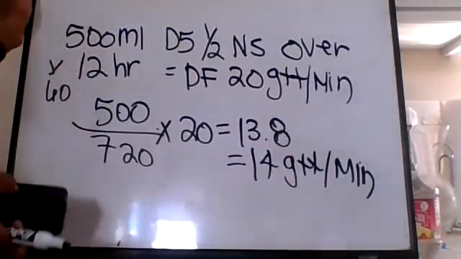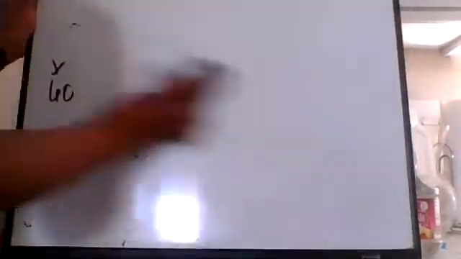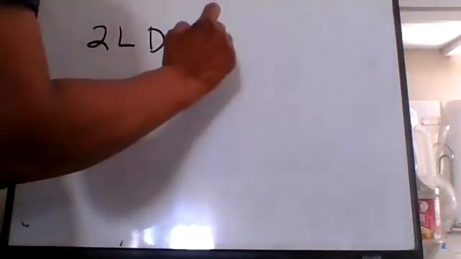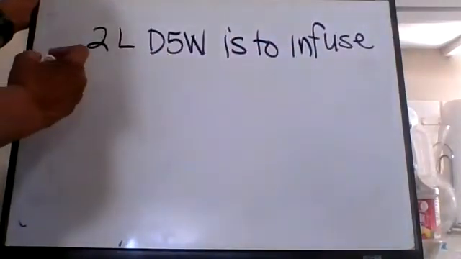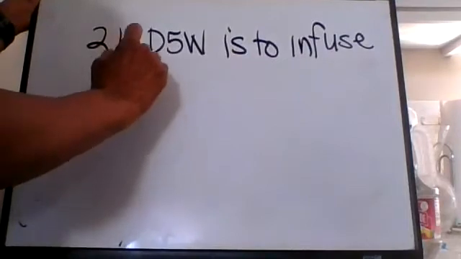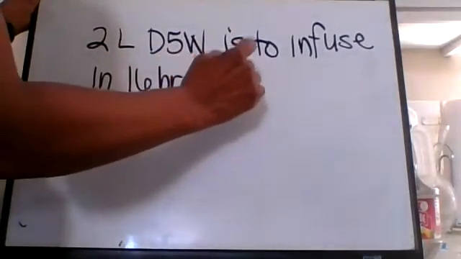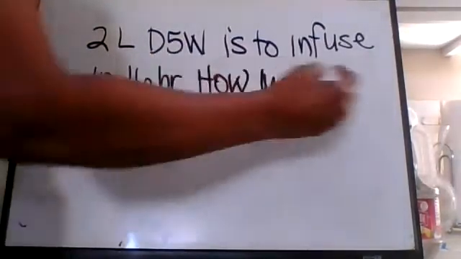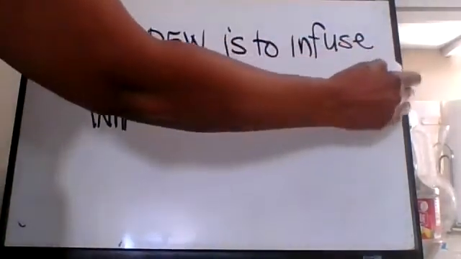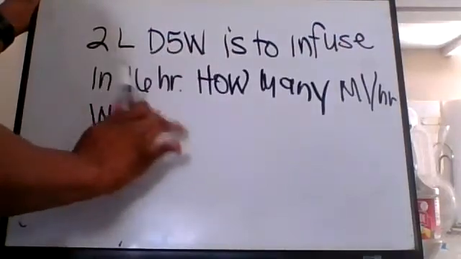Now let's try a few other problems using the other formula. I hope everyone is understanding this one. Let's go with this one. 2 liters of D5W to infuse in 16 hours. How many milliliters per hour will you give?